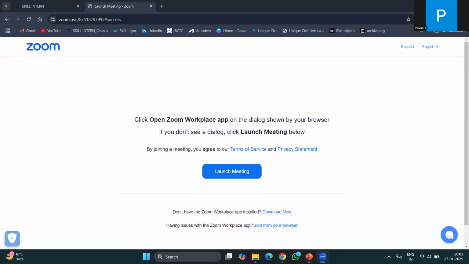Okay. So we will start today. I will show you. I installed it 6 months ago. Okay, that's good. So today we will start with AutoCAD and we will use some commands. So I'm sharing my screen. Is it visible now?